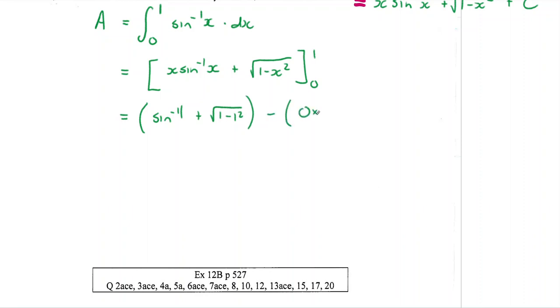So it'll be 0 times inverse sine of 0. That's going to disappear because 0 times anything is 0. Plus square root of 1 minus 0 squared. That's still 1. Okay, so what is left with all the things that disappear? Inverse sine of 1 is what? On your sine graph, where is the sine graph equal to 1? I think you said it. Pi over 2. 90 degrees, right?